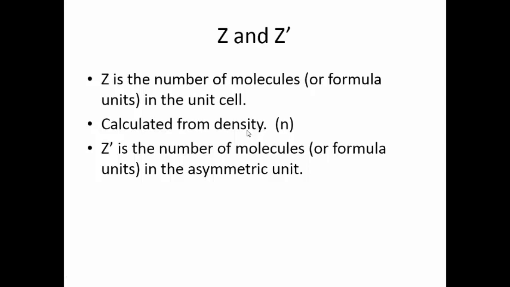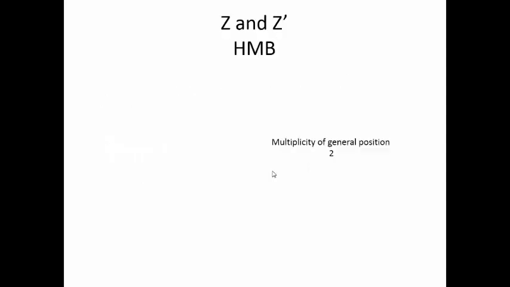So Z and Z prime, let's compare them. They're the number of molecules. Z is the number of molecules in the unit cell, and it's calculated from the density. It is also seen very frequently as N, but in crystallography we always use the Z notation. And then Z prime is the number of molecules or formula units in the asymmetric unit. So we're comparing the whole system plus the asymmetric unit. And remember, what's so important about the asymmetric unit is that's all you have to calculate. You calculate the asymmetric unit, and then you add on the symmetries.